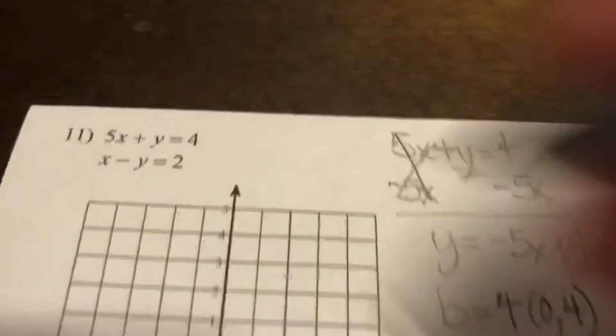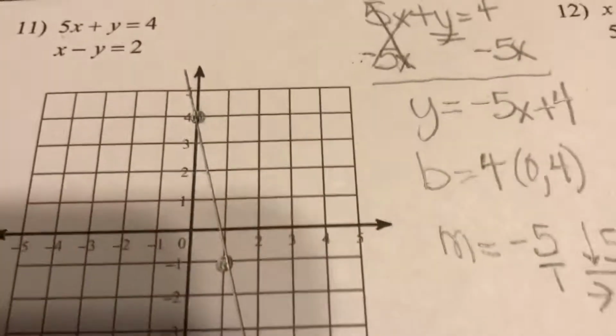So I'm going to come over here. I'm going to put a point at (0, 4). And I'm going to go down 5, 1, 2, 3, 4, 5, and over 1. And I'm going to put my point right there. And I'm going to put my phone down so I can draw my line. Okay. And so that's that line.